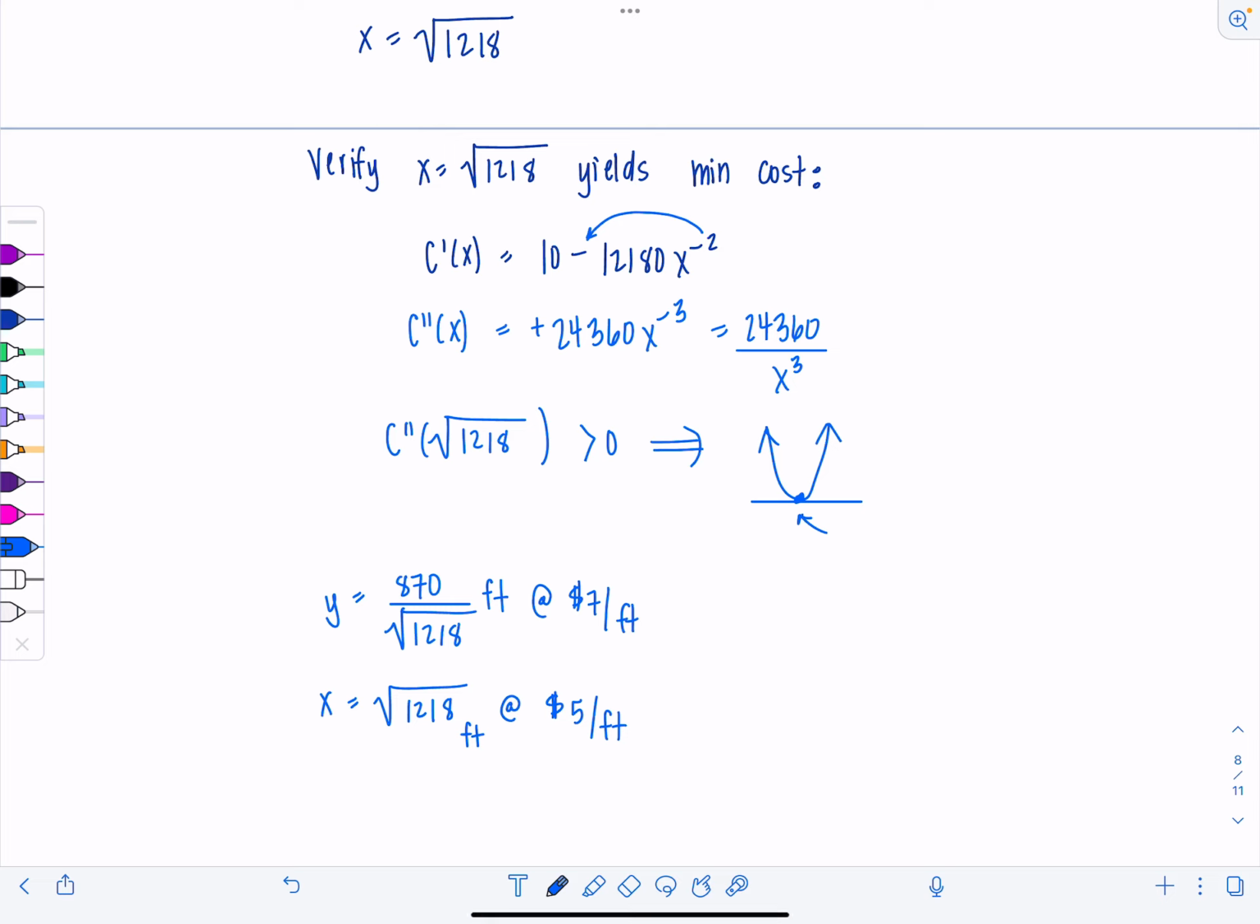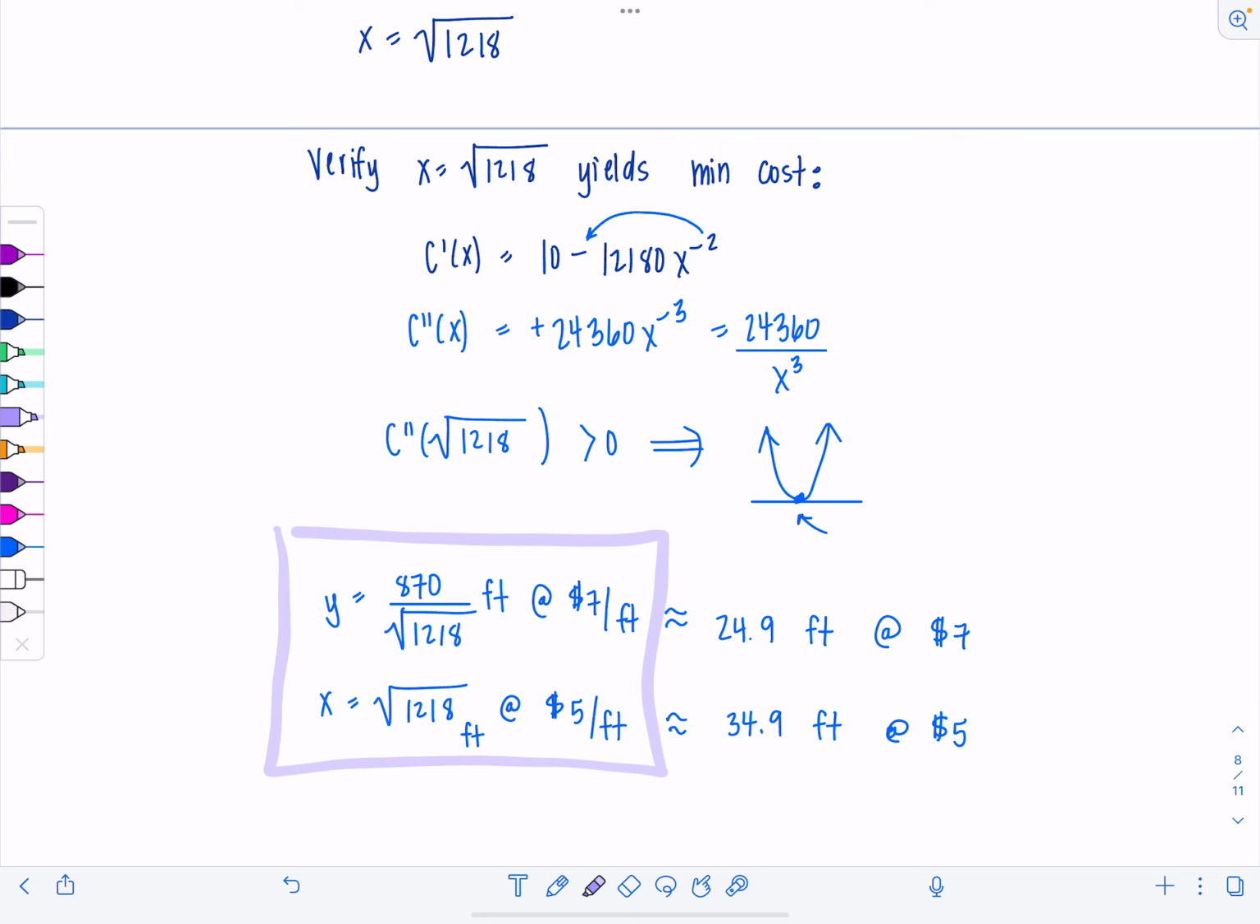Okay, if you want a decimal, well then let's do it. So rad 1218, that's going to be about 34.9 feet at $5 a foot. And then y is about 24.9 feet at $7. Okay, if you're in my class though and you have no calculator, then you just leave it like this.